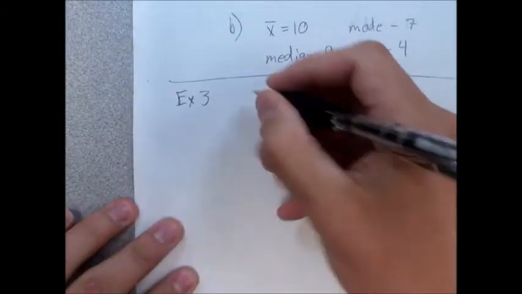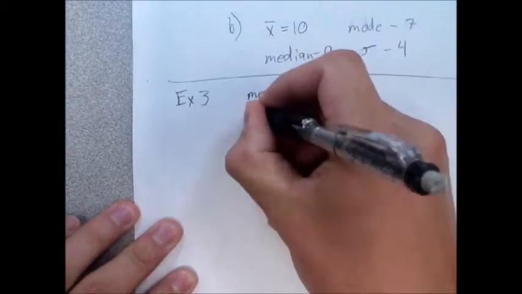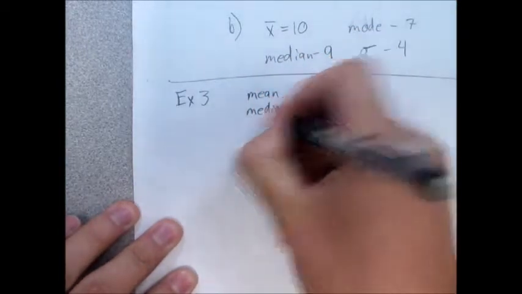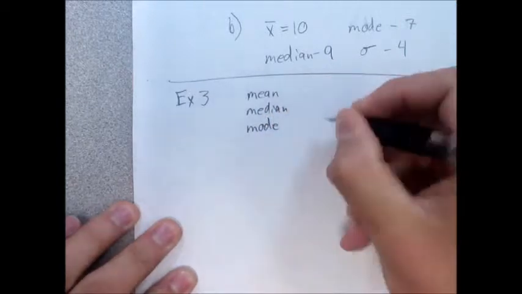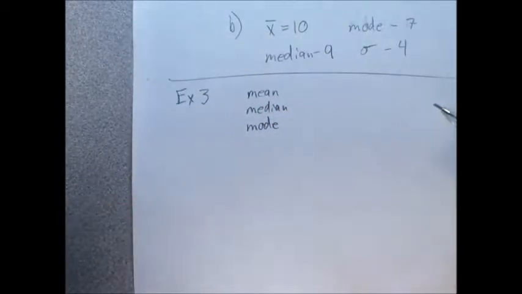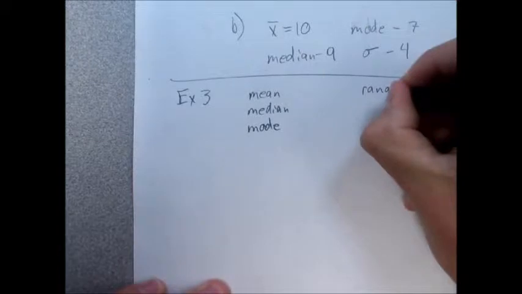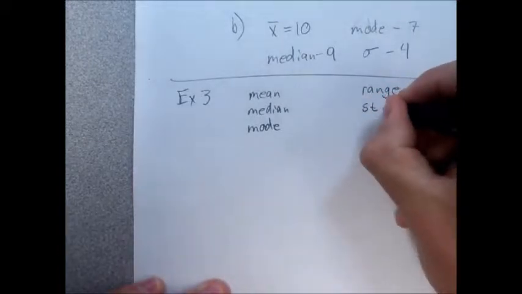So we're going to do first our measures of central tendency, our mean, median, mode, and then we want to look at the effects. Identify the outlier in this data set, and then find the mean, median, mode, range, and standard deviation. So we're going to find the standard deviation.